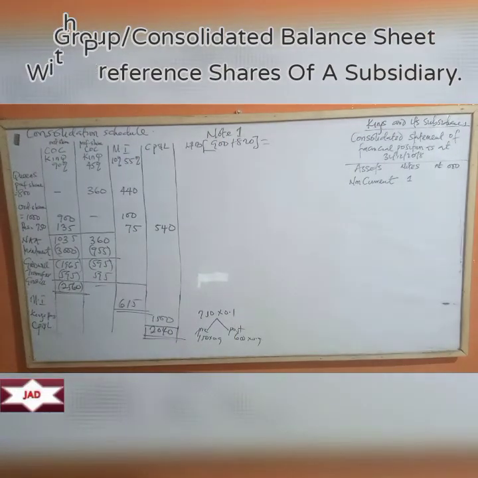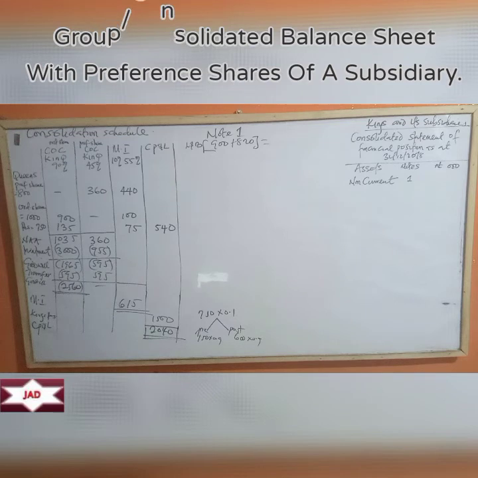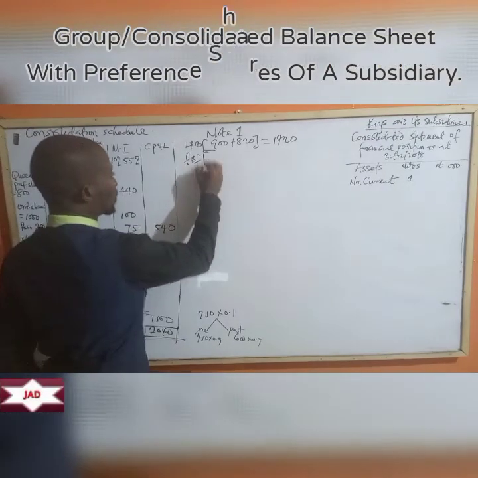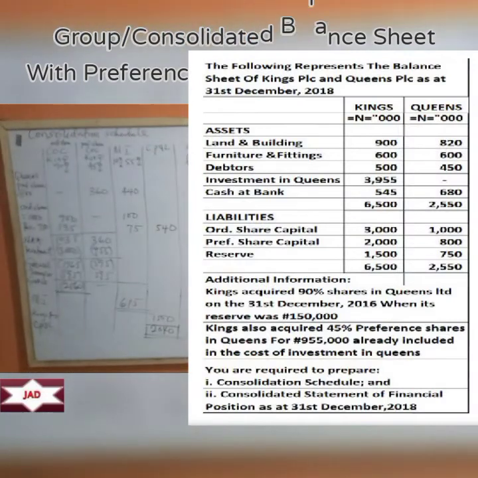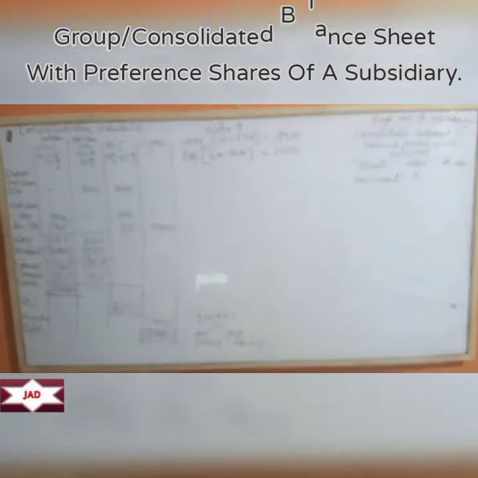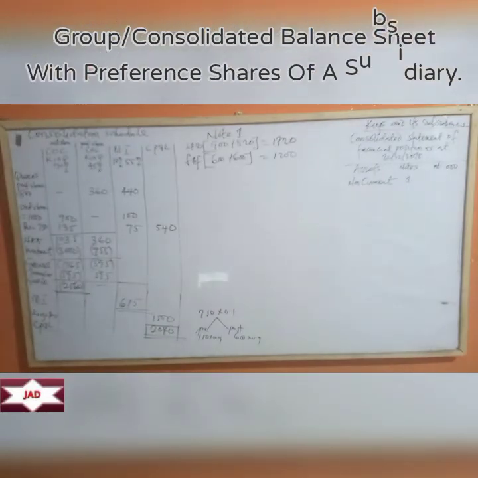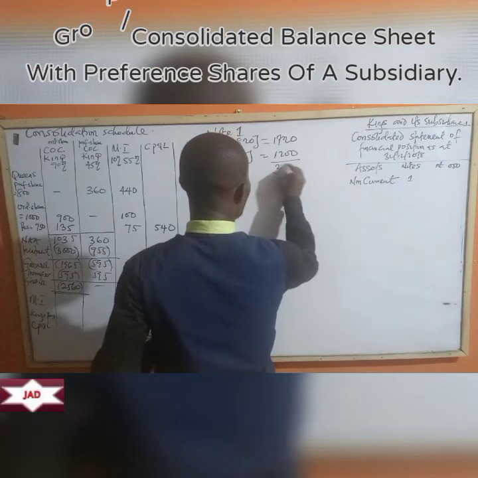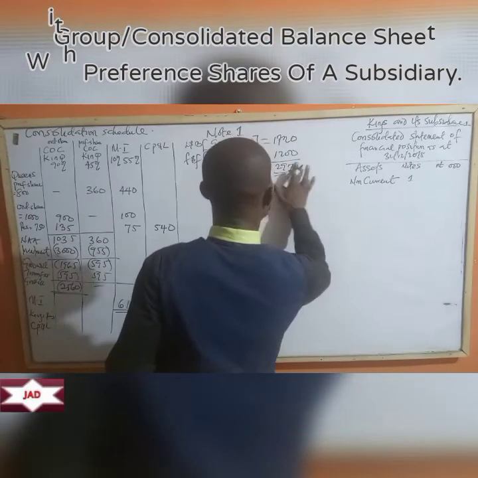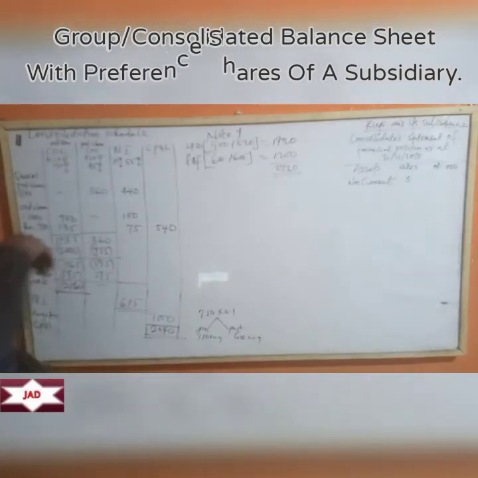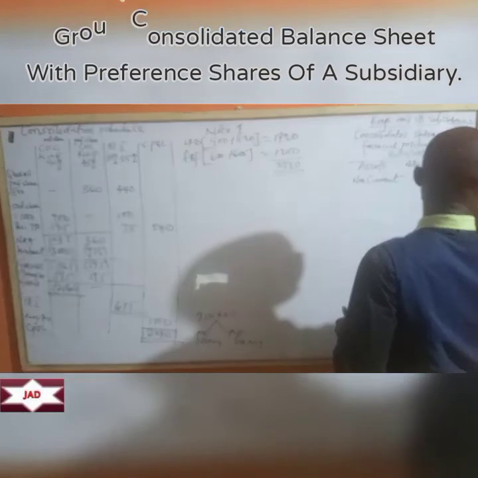So that is 1,720. The next one is furniture and fittings. Coincidentally, we have 600 and 600, which is 1,200. Then 1,200 plus 1,720, I think it's 2,920. So we have 2,920.